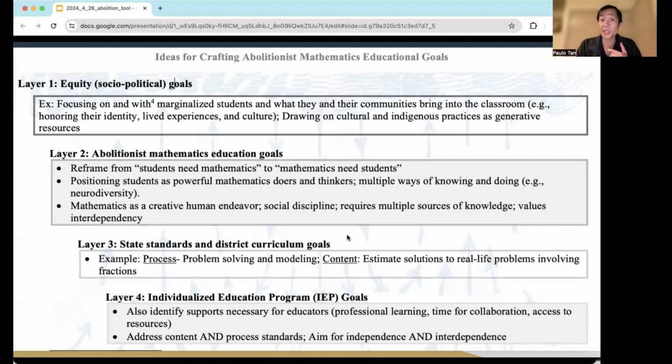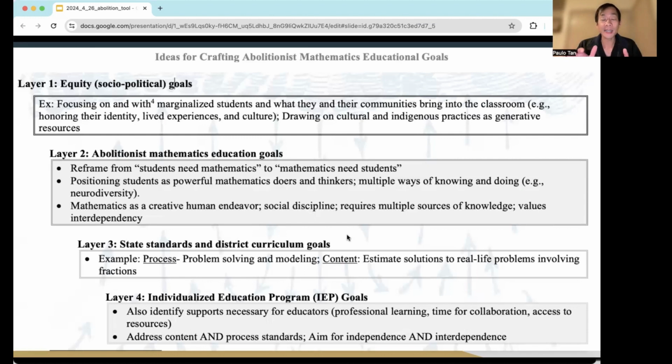So layer one is equity goals. Layer two gets into the mathematics, but it's still not at just a skill level, if you will. It's still abolitionist mathematics education goals. Some examples of that could be reframe from students need mathematics to mathematics needs students. Okay, so that's an abolitionist goal, maybe anti-neoliberal kind of thinking, if you will.